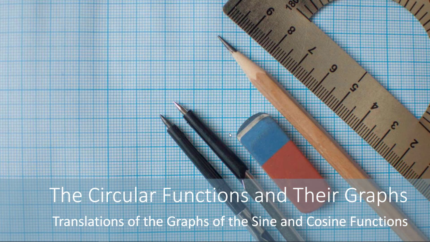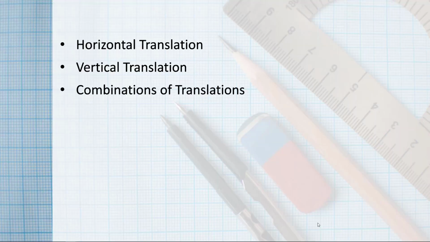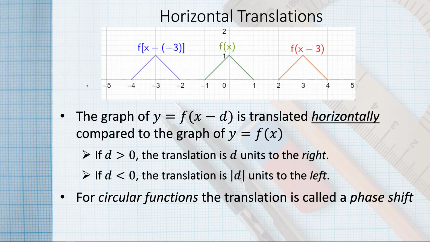Hi everybody. This video will cover section 4 of chapter 6, and in this section we are going to talk about the translations of the graphs of sine and cosine functions. Specifically, we're going to talk about the horizontal translations, the vertical translations, and the combinations of all possible translations, both horizontal and vertical, and also how they might apply to the stretching and shrinking relative to the amplitude and the period. Okay, so let's get started.